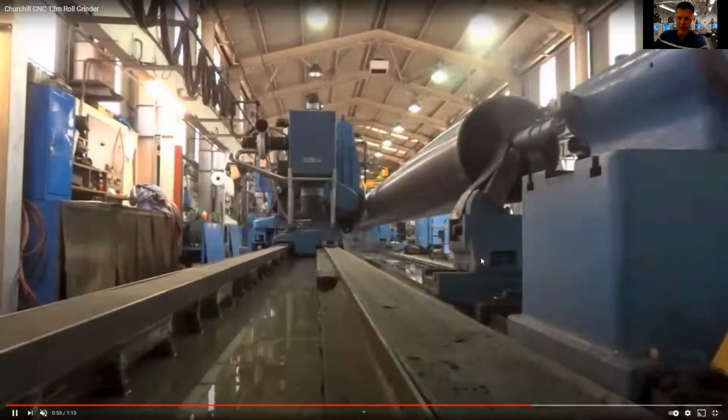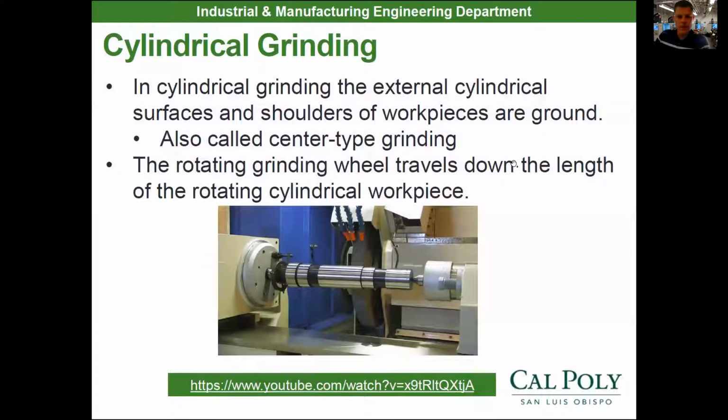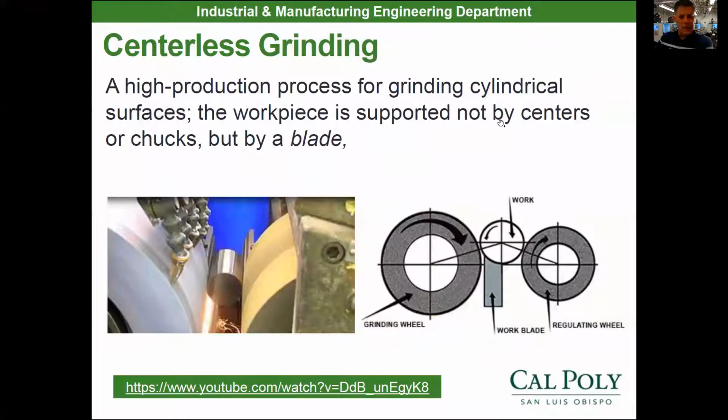So we'll move down here and you can see actually how long this cylindrical grinder is. That's a very expensive machine right there. That's over $1 million, that machine. So that's surface grinding for flat surfaces, cylindrical for round surfaces, centerless grinding are for pins.